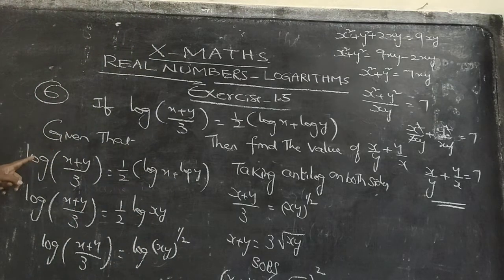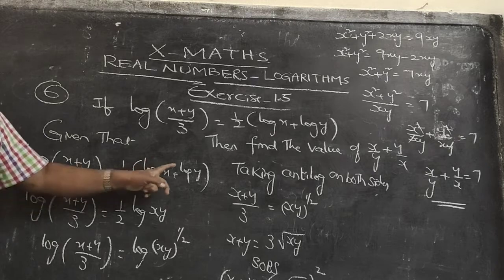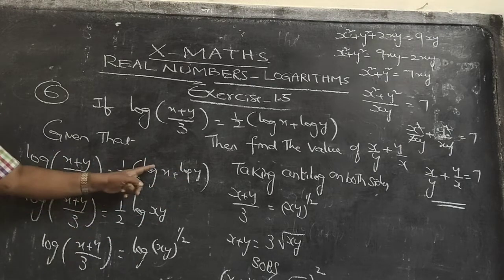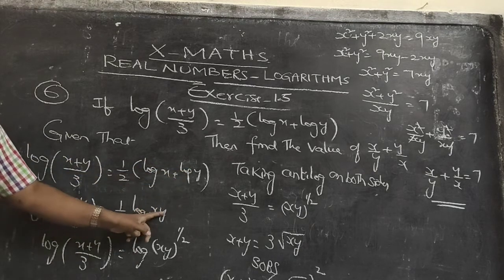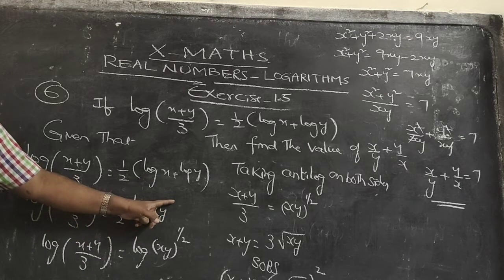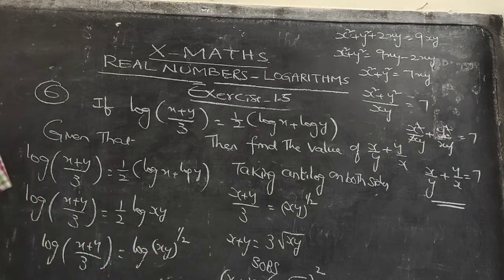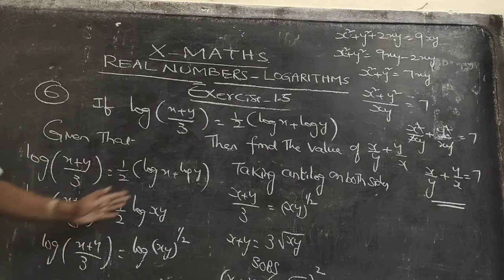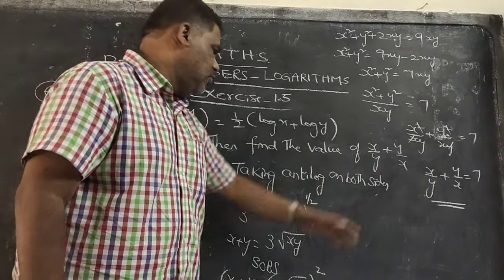So first you take the given condition: log((x + y)/3) is equal to 1/2 into (log x + log y). This is log a + log b is log ab. Now 1/2 is the coefficient, it becomes exponent, that is (xy)^(1/2). Now both sides single logarithm is there, you can remove the logarithm on both sides, that is taking anti-log on both sides.